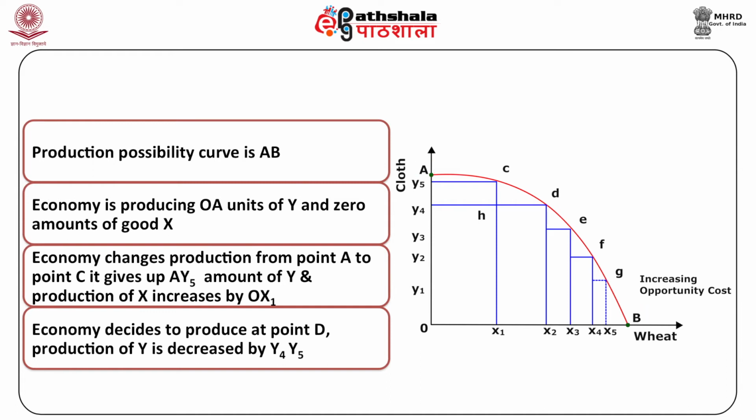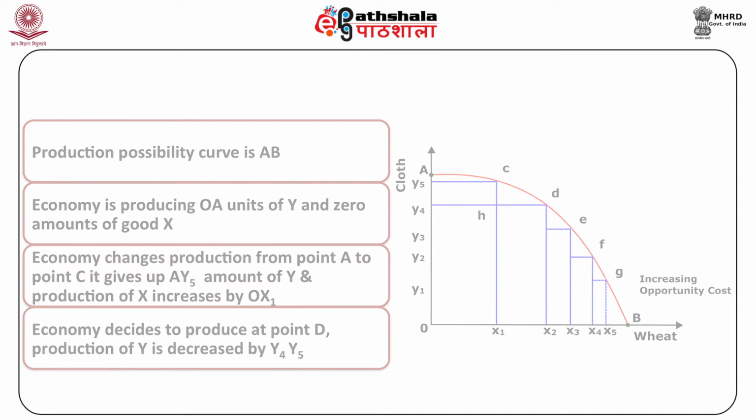Suppose now that the economy is producing OA units of Y and 0 units of X. If the economy changes production from point A to point C, it gives up AY5 units of Y and production of X increases by OX1. If the economy decides to reduce the production to point D, the production of Y decreases by Y4Y5, but production of X increases by HD only. HD is less than Y5C.